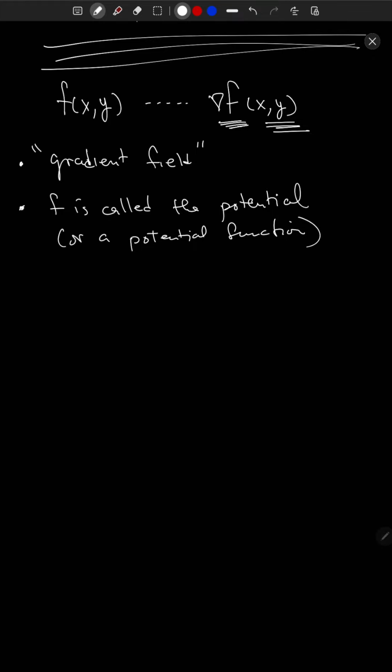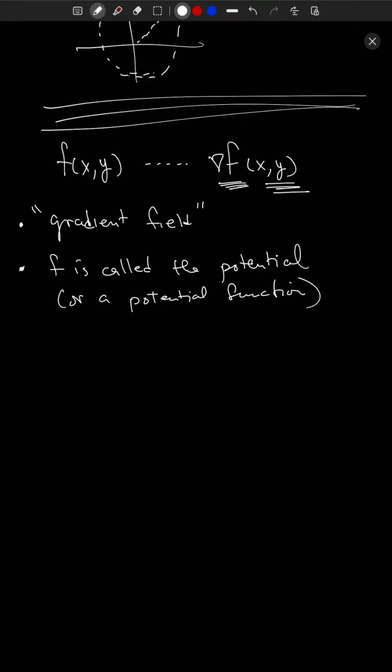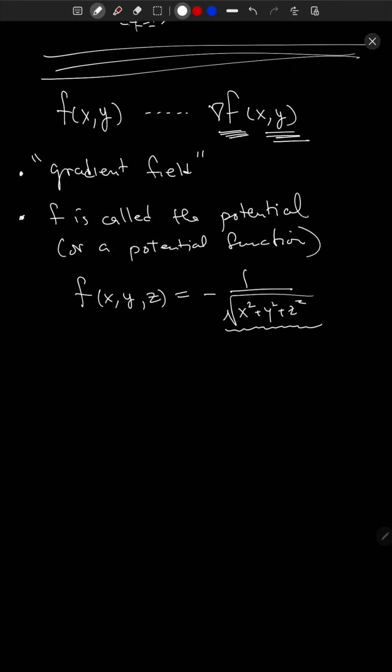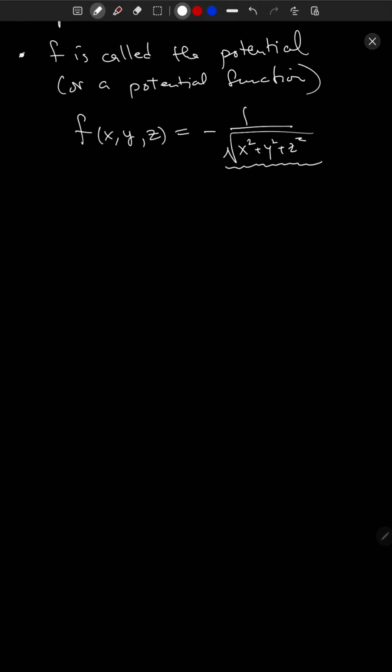For example, for the gravitational field I wrote above, consider f to be the function f of x comma y equals minus 1 over r. Let me write it more precisely. Let me emphasize that we can do this because this is gravity, so maybe we do it in 3D. F of x, y, z equals minus 1 over the square root of x squared plus y squared plus z squared. So this is just minus 1 over the distance from the origin. This would be a potential for that gravitational field.